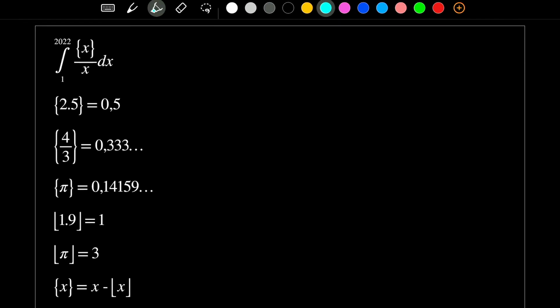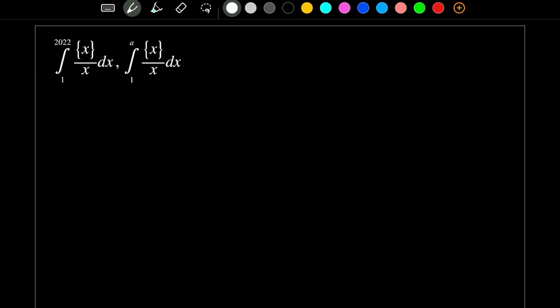And second thing we're going to do is consider a more general integral, just so that we don't have to work with these massive numbers. So the integral from 1 to a of the fractional part of x over x dx. Now we can write this integral as the integral from 1 to a of x minus the floor function of x, all over x dx.